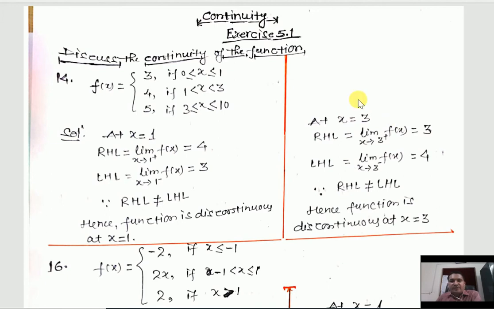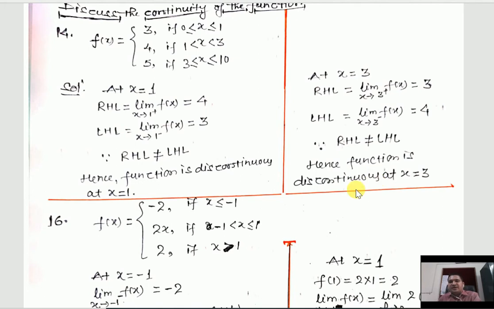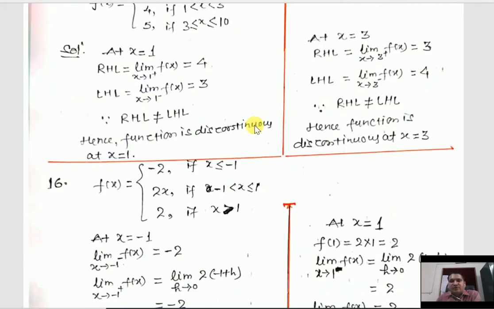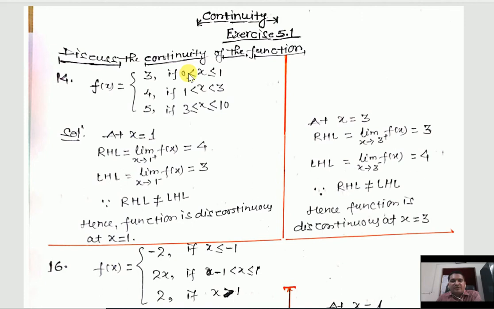Now the next one, at x equal to 3. The right hand limit means this, x greater than or equal to 3. Okay, it should be 5, right guys? By mistake I have written 3, it should be 5. And the left hand limit is what? For x less than 3, it will be 4. Here also it is not equal, hence the function is discontinuous at x equal to 1 and at x equal to 3.